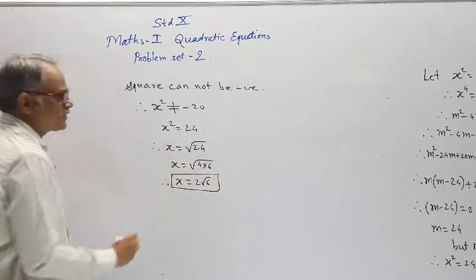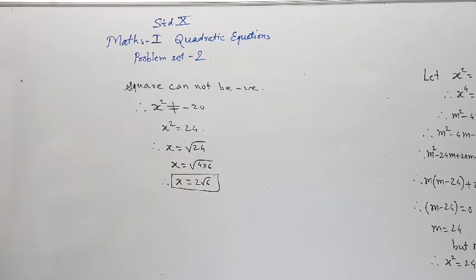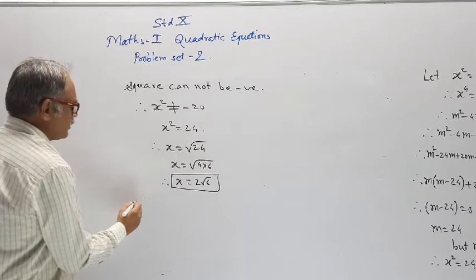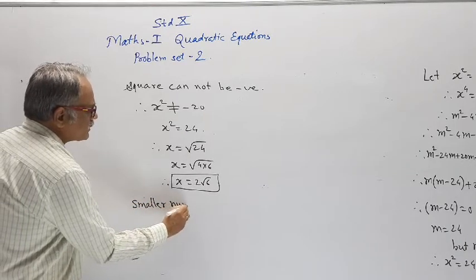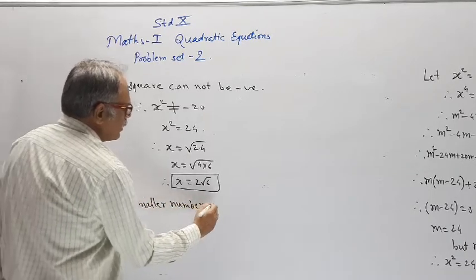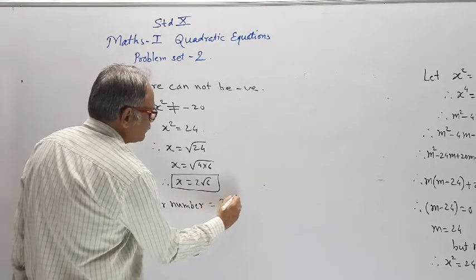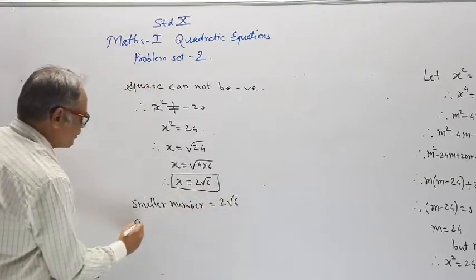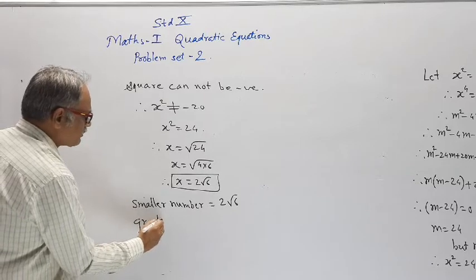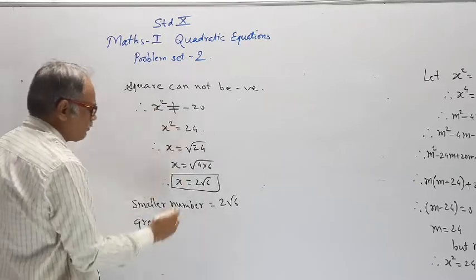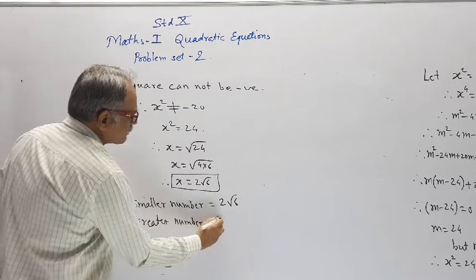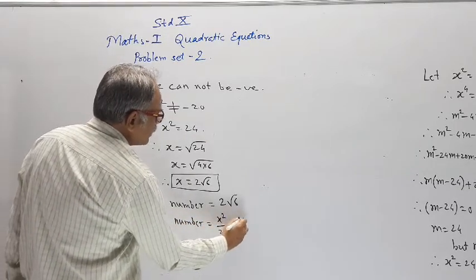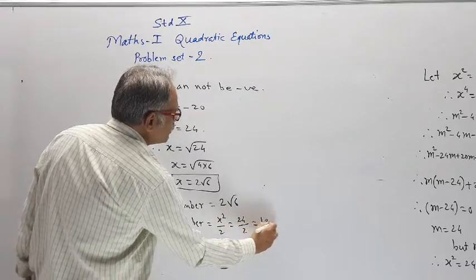Smaller number x. What is the greater number? x square upon 2. Smaller number x is equal to 2 root 6. Greater number x square upon 2, 24 upon 2, equals 12.